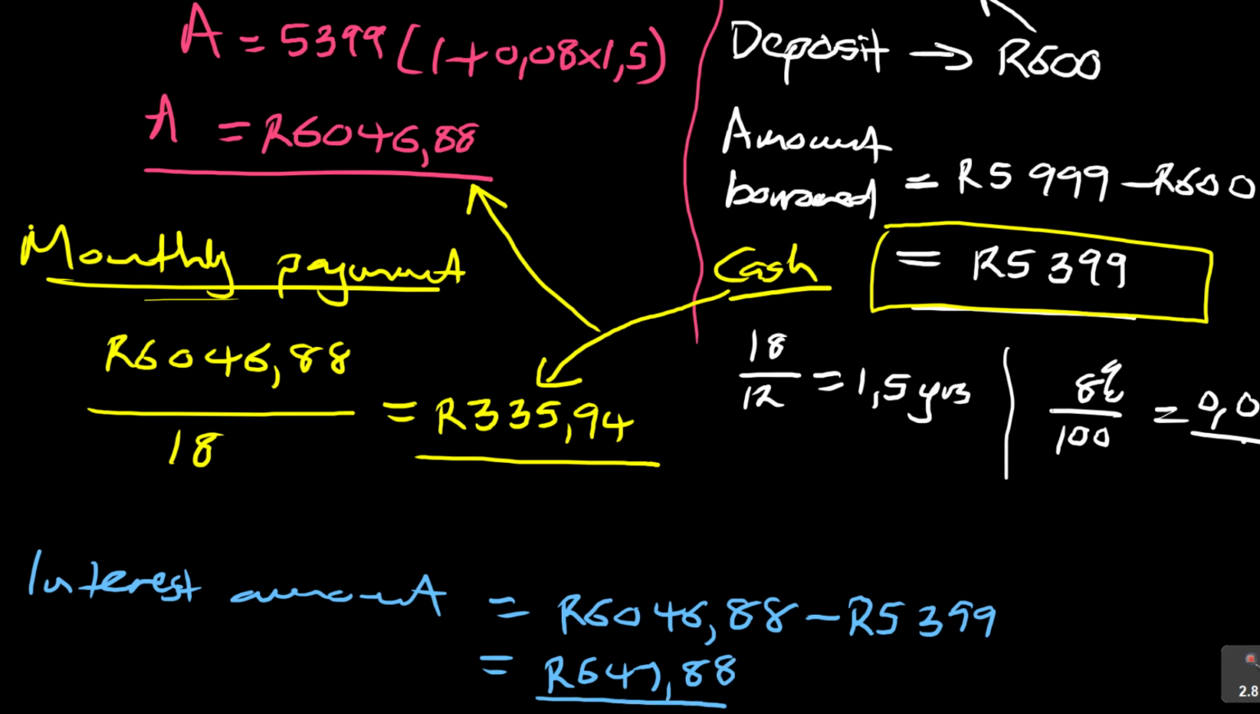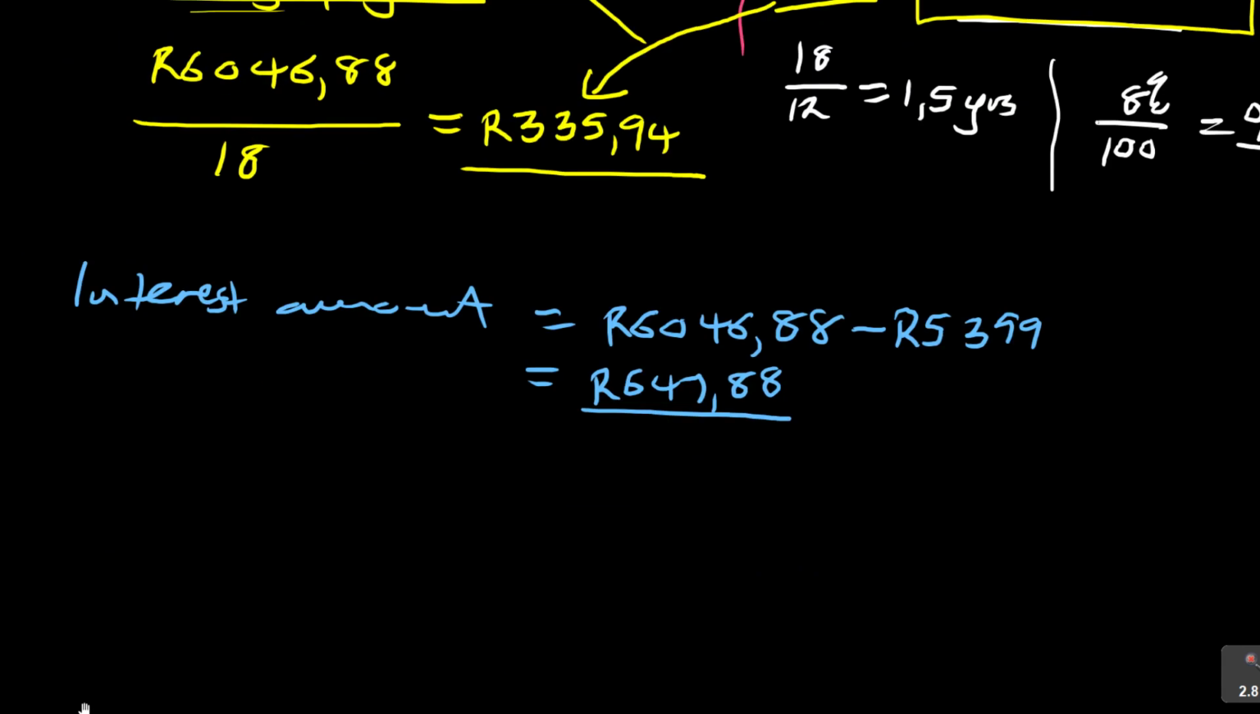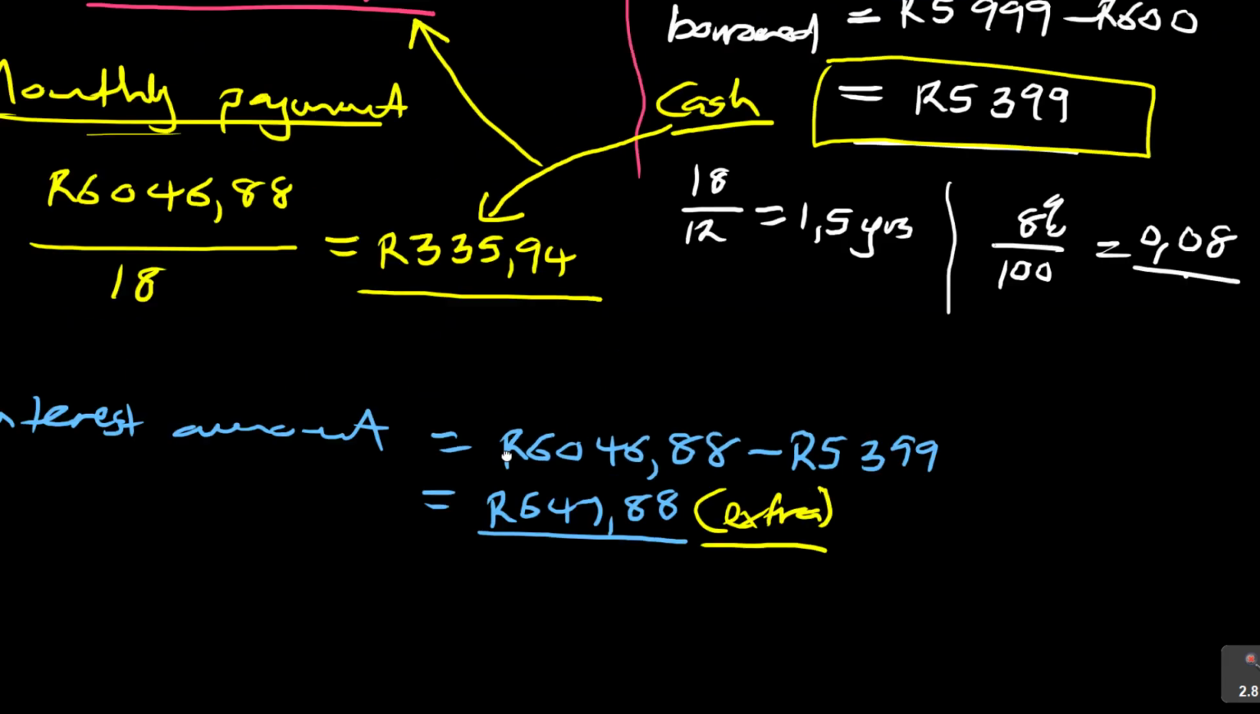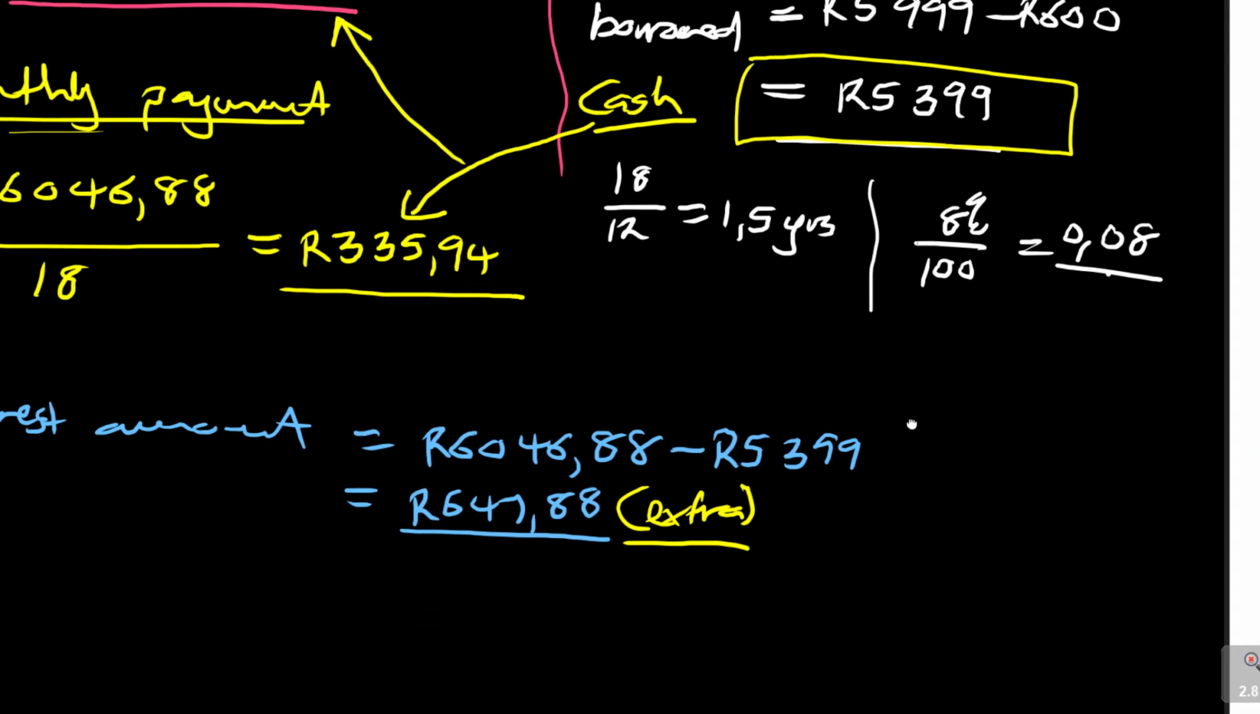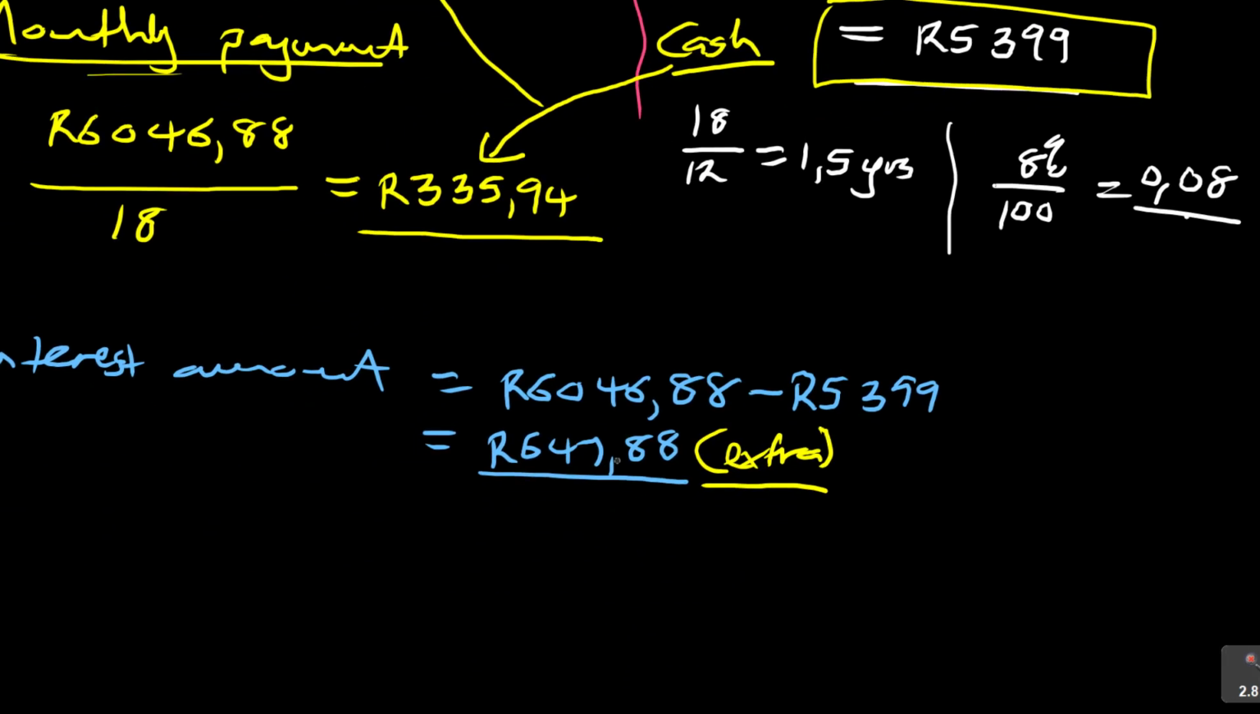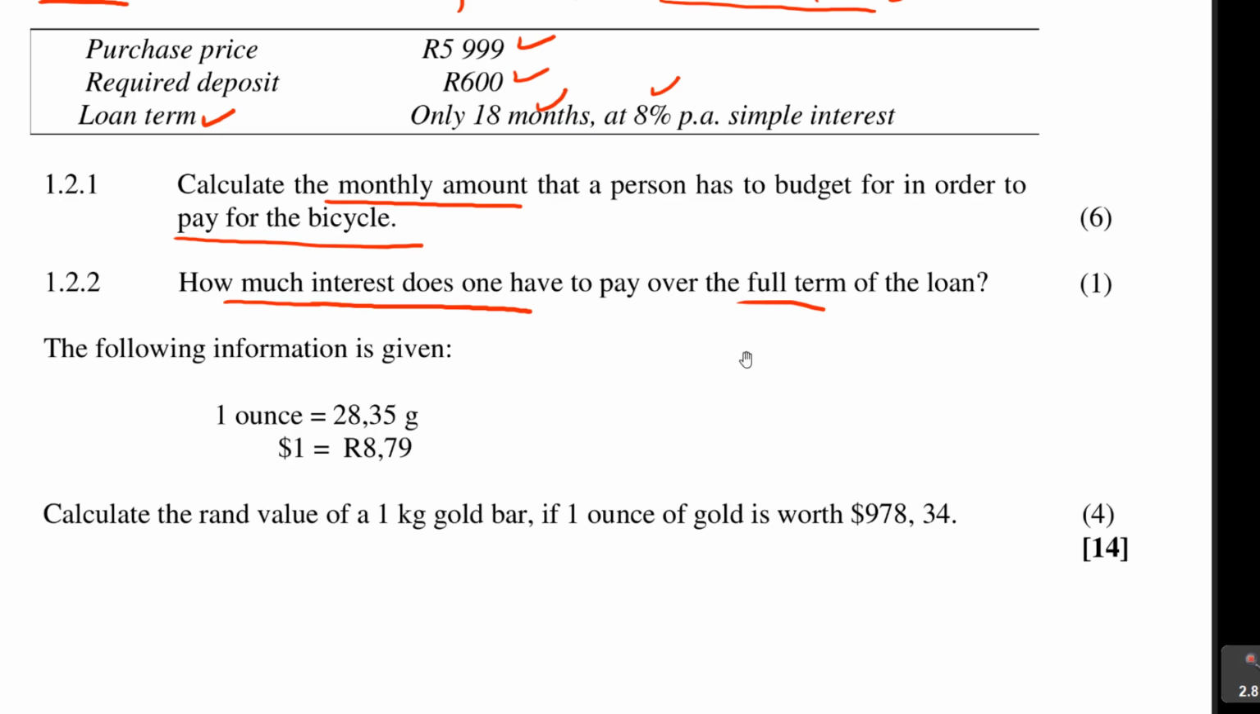647,88. This is the interest the bank made, or in other words, this is the extra money that they benefited from you. If you had cash, you're supposed to pay what? 5399. But since you didn't have cash, you ended up paying 647 more, or extra. So guys, that is that. This is how they bring about this question.